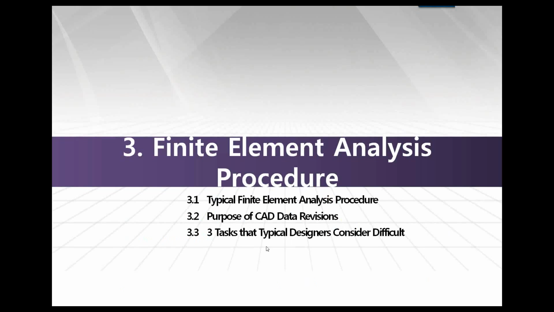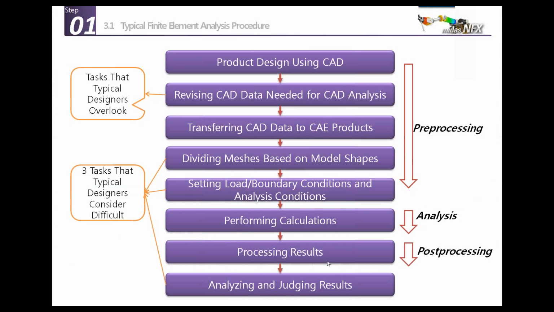Now let's talk about finite element analysis procedure. So I'll talk about three things: the typical procedure, the CAD data revisions, and the three tasks that the typical designers consider difficult. So first of all, this is the typical process. So first of all, the product design is done in CAD. Then the revision which are needed of the CAD need to be done before doing the CAE analysis.